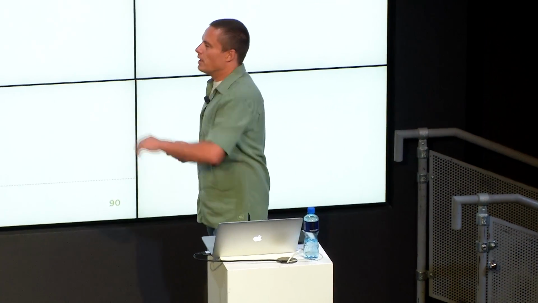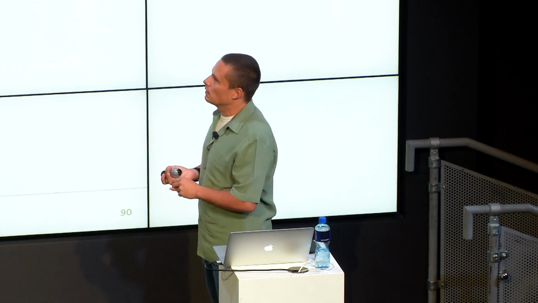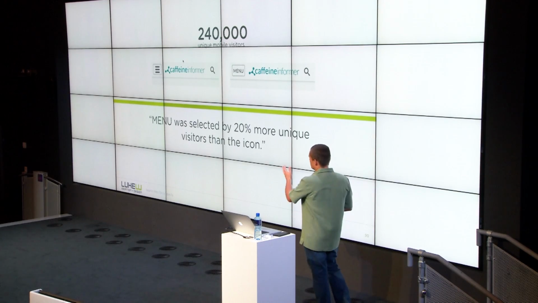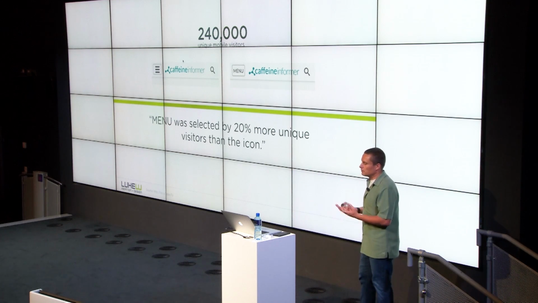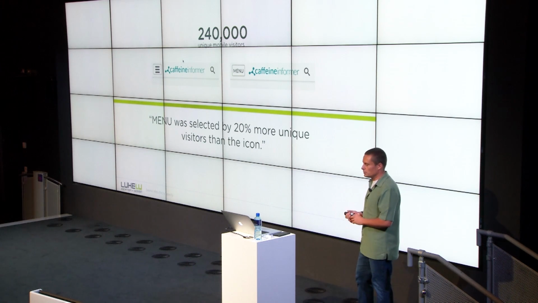Anyway, then he did this battle royale where he took the menu in a button, the word menu in the button, ran it against 250,000 unique mobile visitors and sort of saw which one wins, and menu won. So that was kind of cool to see that text is more clear than icons. Things that look like buttons usually get used more.